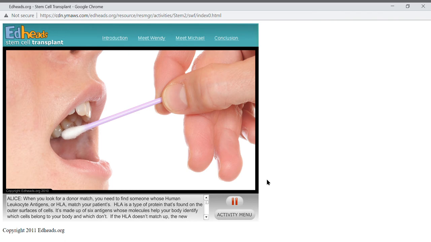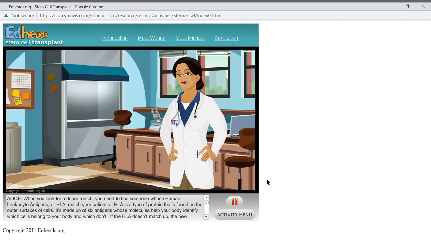If more people realized how simple it is to register with a bone marrow donor program, it would make finding a matching donor a lot simpler. Once we've found a match with the cheek swab, we'll do blood tests to confirm our findings.